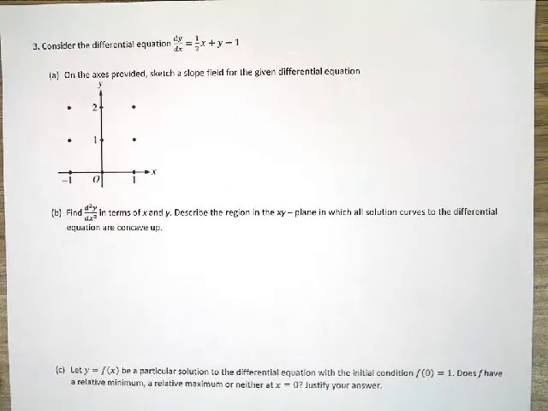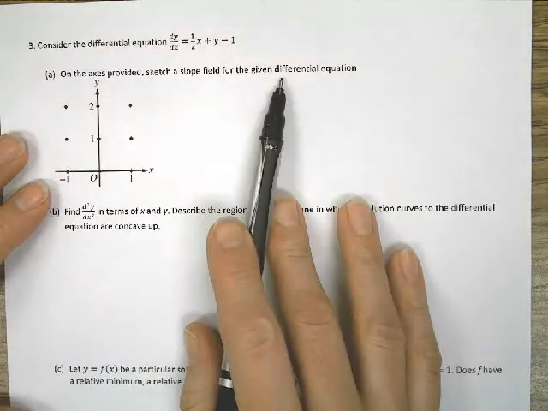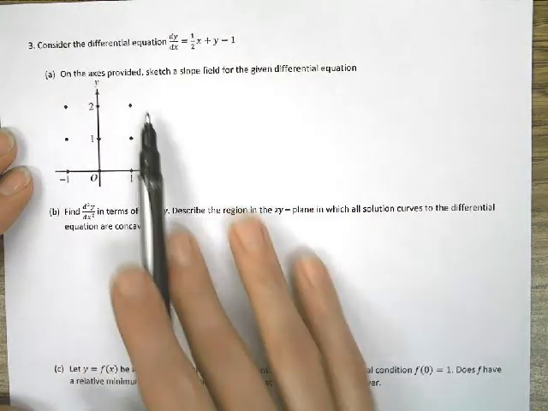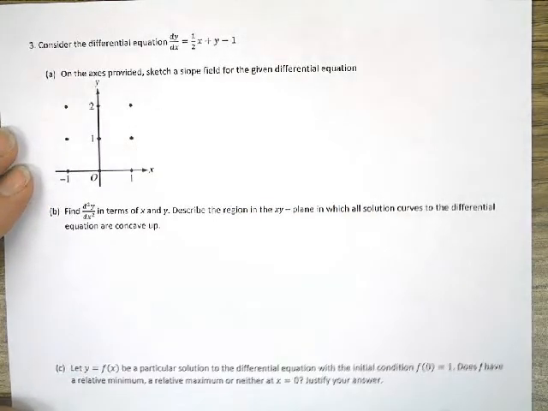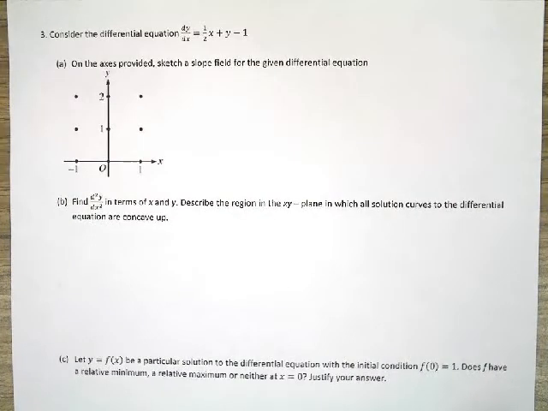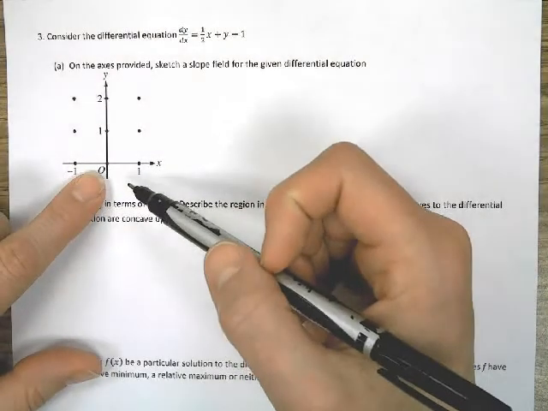All right, here we are back with a differential equation and a slope field. So the first thing they're going to ask us to do is to sketch a slope field for the given differential equation. Okay, so we've got 9 points here. Now this isn't quite so easy as the first one, where I knew that x or y being 0 was going to make the slope 0. So I'm just going to do more of a point-by-point approach here.